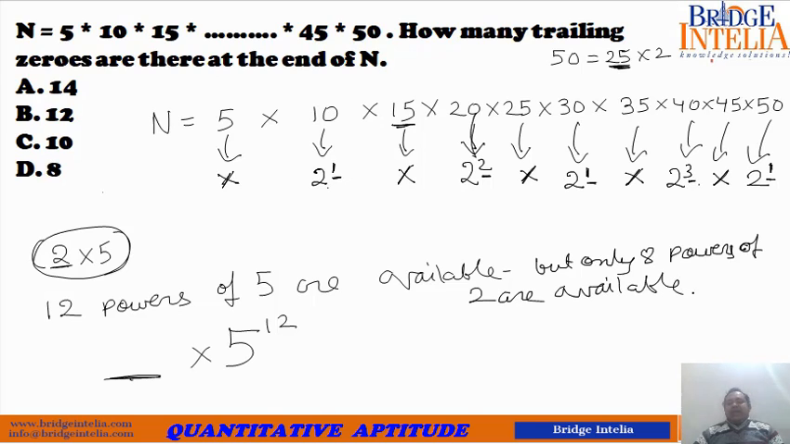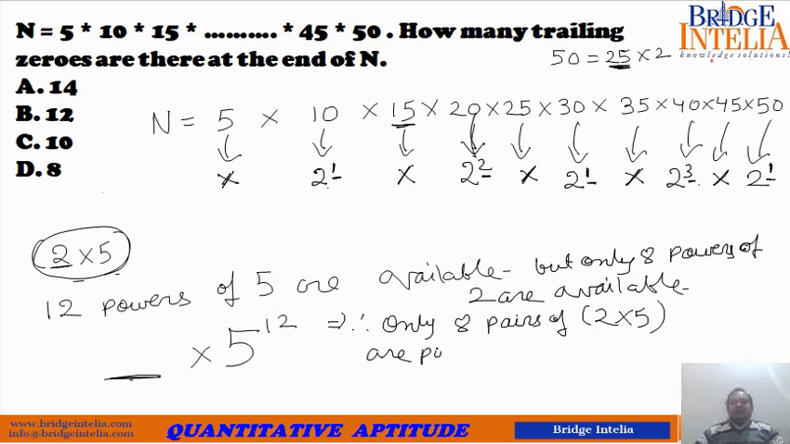So how many pairs will get created? Therefore, only 8 pairs of 2 into 5 are possible. Therefore 8 trailing zeros will get formed at the end. 8 trailing zeros.